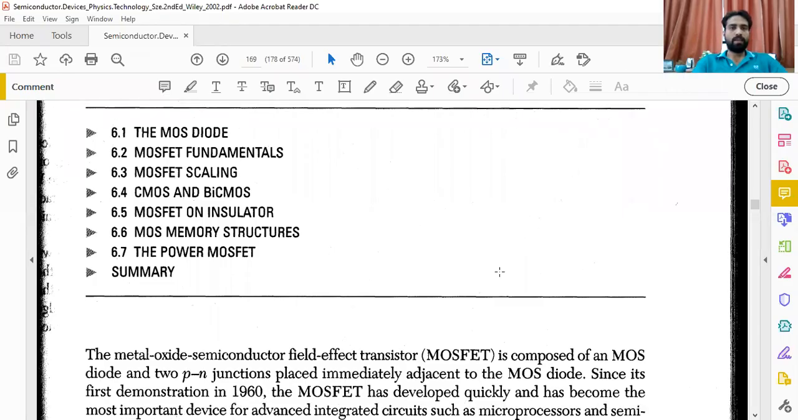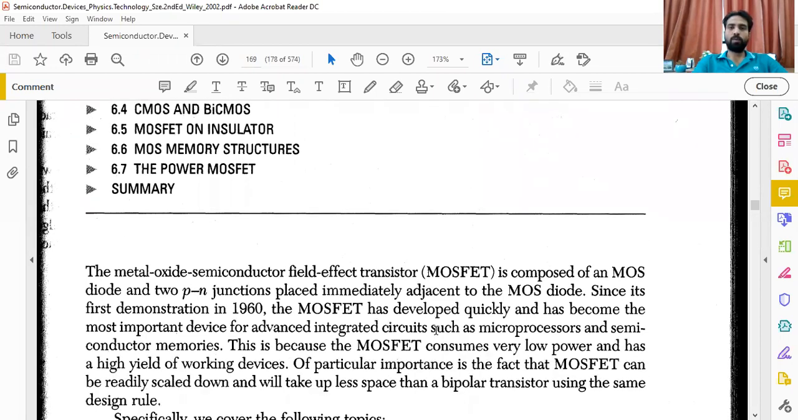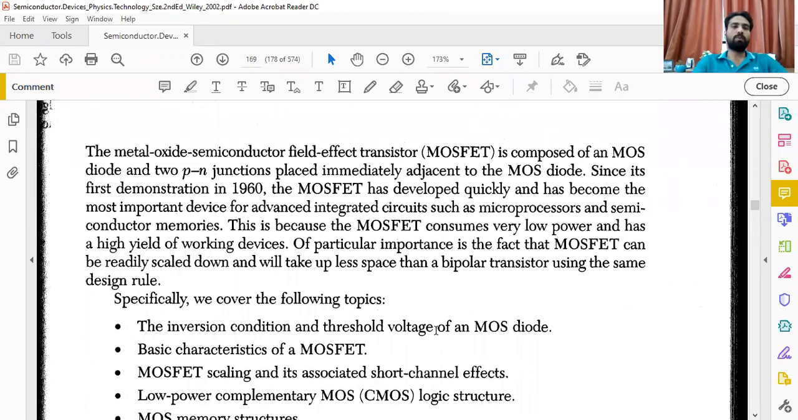So today we have a target to understand the MOS diode. And this is a little advanced topic. If we look at the word MOS, first of all, what exactly is the MOS? This is the metal oxide semiconductor.